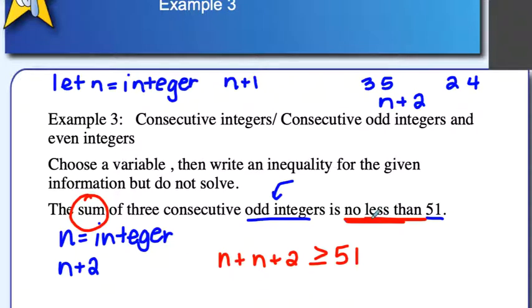All right, guys, I don't want you to solve. Again, we were just practicing the concept of writing the inequalities. We'll be solving these tomorrow in class as well as writing them.